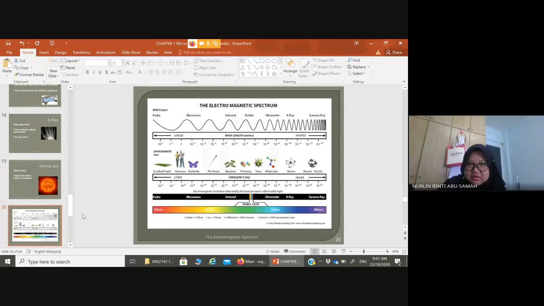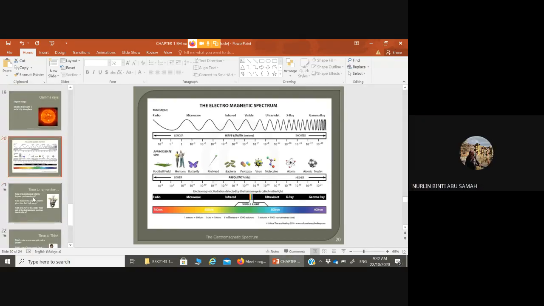When we talk about wavelength, it's always about the waves. When we talk about waves, there will always be an amplitude.